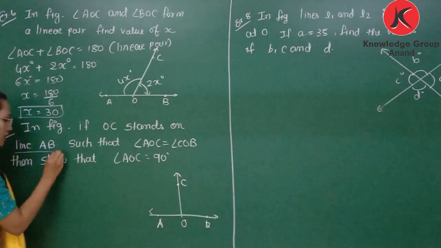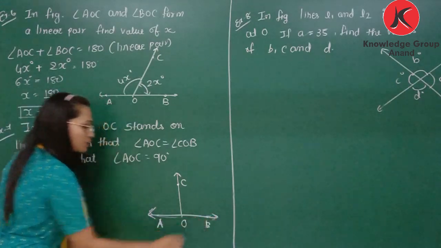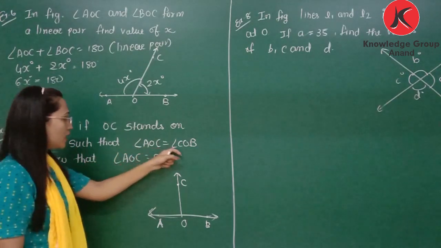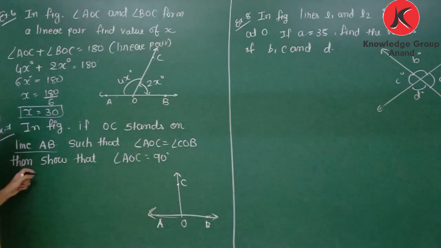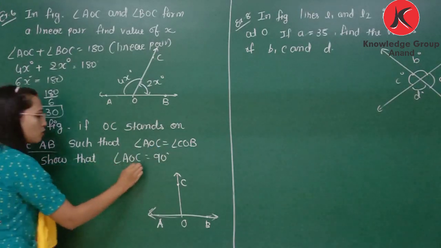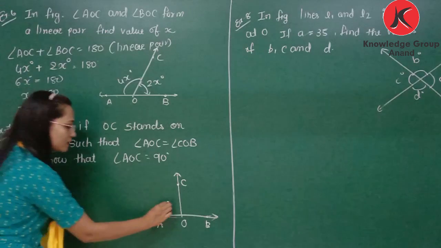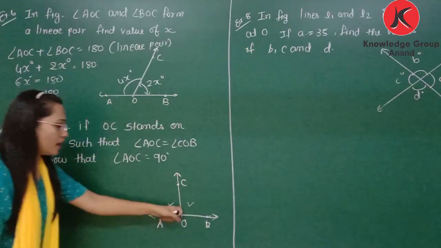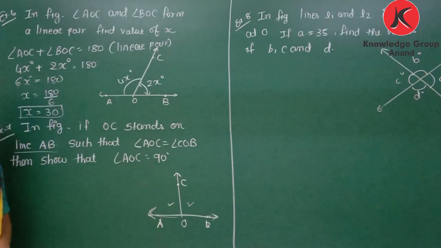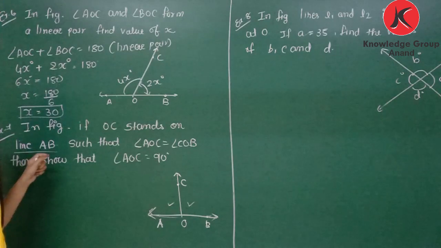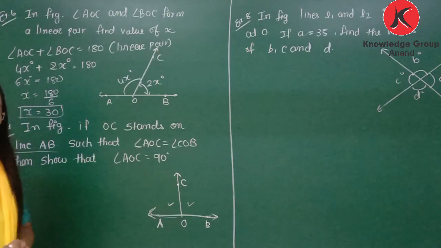Now next, in figure, OC stands on line AB. Line AB means it is this kind of line. It means it is a straight line such that angle AOC and angle COB are equal. They are equal. Then show that angle AOC is 90 degree. It is written that this angle and this angle are same, and you need to show that angle AOC is 90 degree.